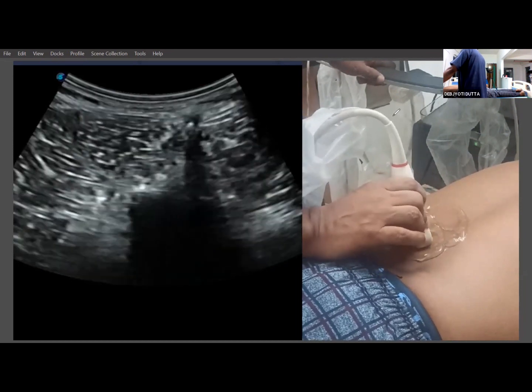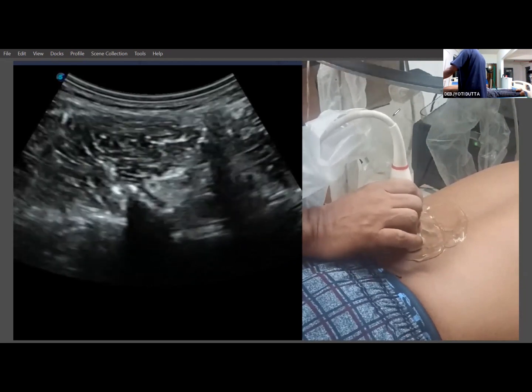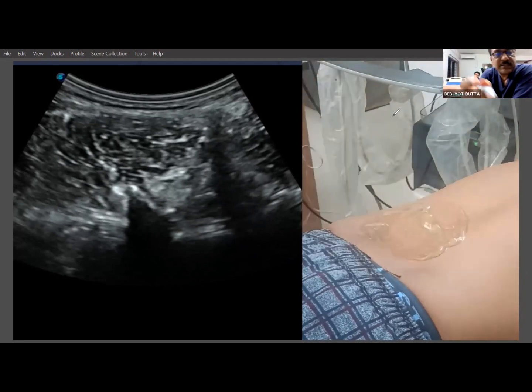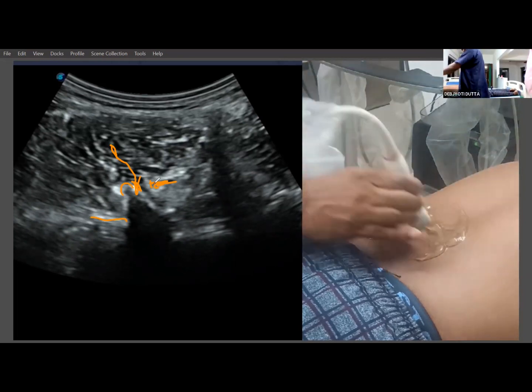Let me show you the good view of the facet joint. Okay, so this is your facet joint. This is your facet joint. Very nice, listen. This is your facet joint. So this is your one articular process. This is another articular process. This is the transverse process. So the facet joint.